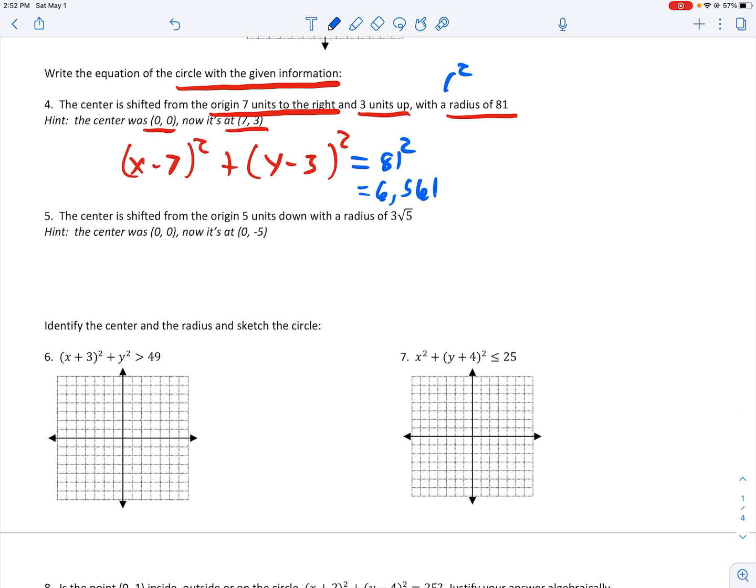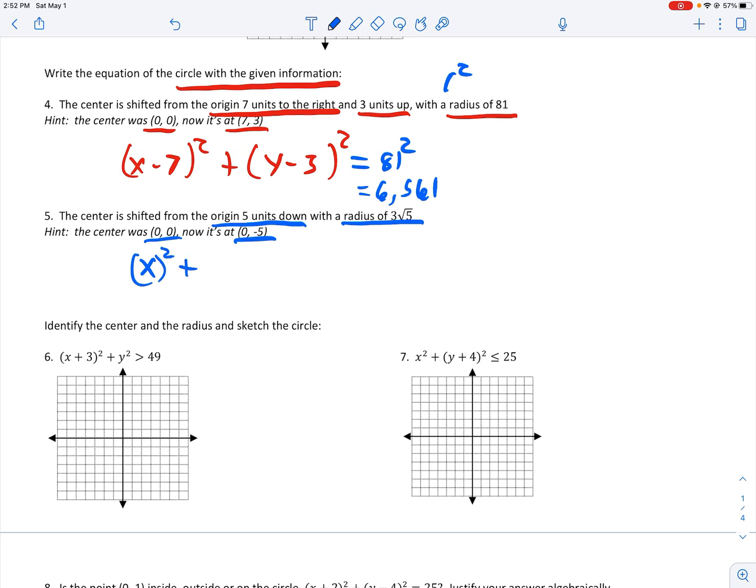Okay, number 5. The center is shifted from the origin 5 units down and a radius of 3 root 5. So the center was 0, 0. Now it's 0, negative 5. So it hasn't moved left or right. So then it's just going to be, you can write x minus 0 squared if you want. But what we're usually going to do is just write x squared.